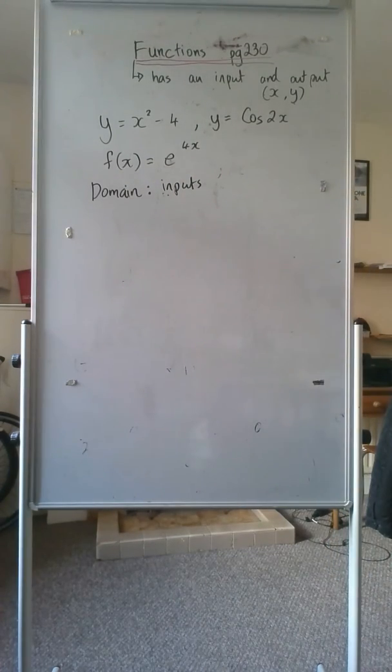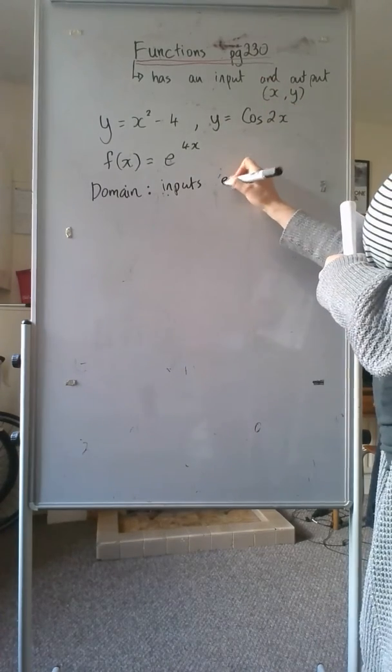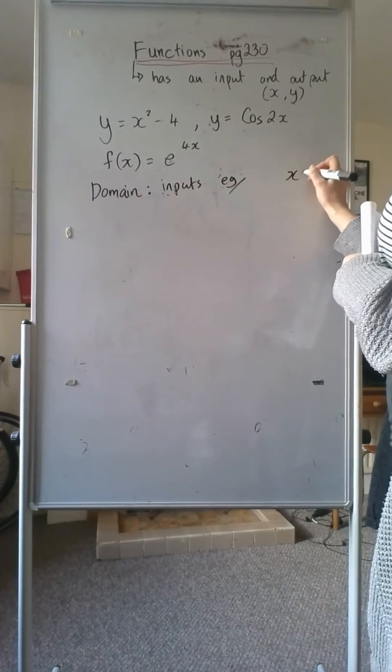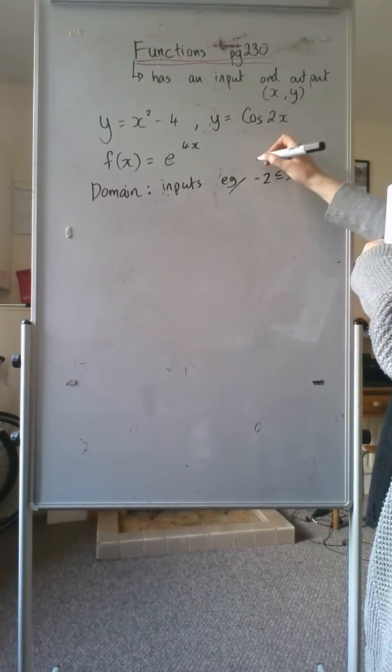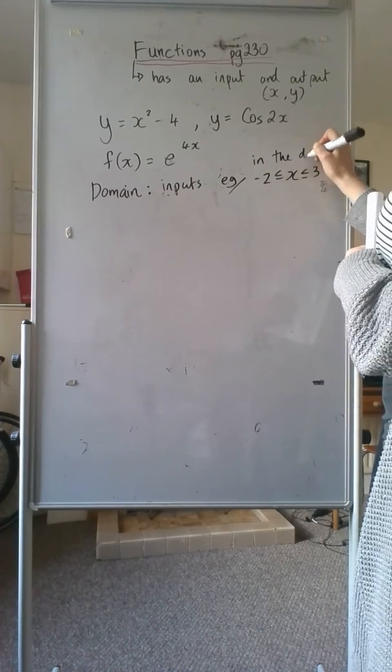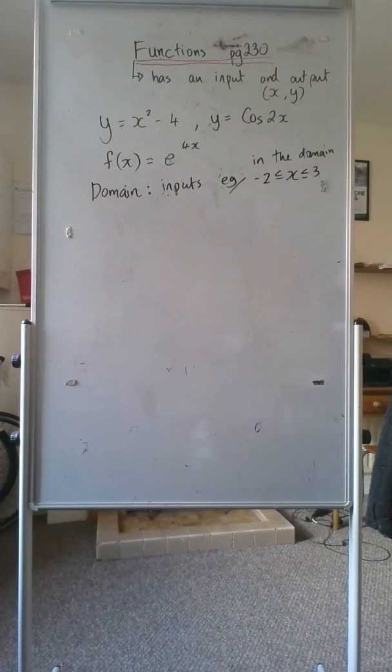Where we would have seen this would be a lot of the time when we're given a function, we would be given this beside it, where x is less than or equal to 3, but greater than or equal to minus 2. It would say in the domain. So they're saying there, use the inputs between minus 2 and 3. Okay, so that's just an example there.